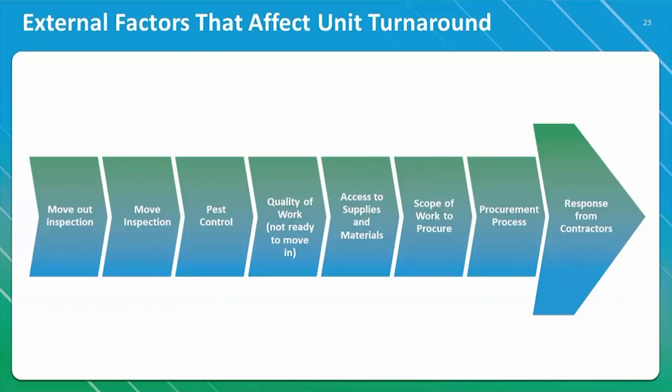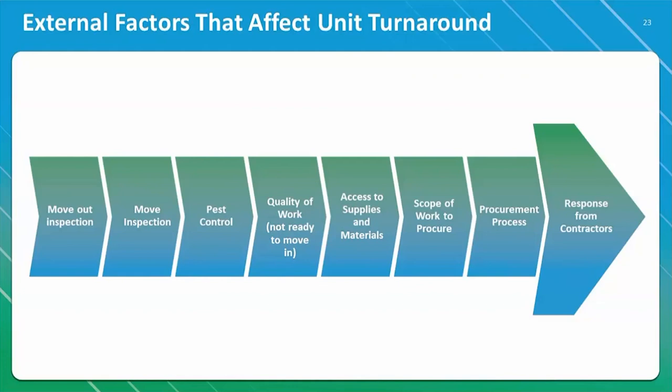External factors that affect our unit turnarounds. Those are specific to move-out inspections or move-in inspections in general. So we need to do an HQS inspection, or an inspection in general, that the unit is ready to move in. Pest control can affect your unit turnaround, not having the unit ready because of some very pesty things lingering around that just don't want to die, or keep multiplying, that should not be there. So you want to make sure you have a very robust, strong pest control contract and have a good discussion, not just with the contractor, but also with the tenant, if they are contributing to the issue.